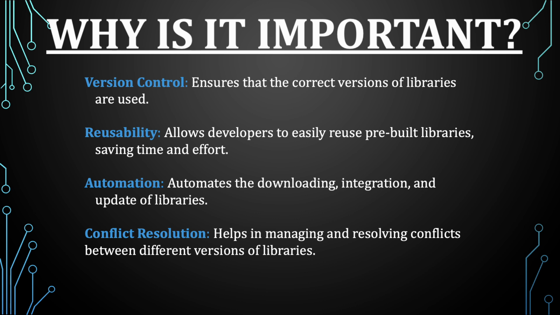And finally, there's automation. Automation reduces the manual effort required to add, update, and manage libraries. Tools like NPM, pip, Maven, and Composer automate tasks like downloading libraries, integrating them into your project, and handling updates. This minimizes human error and speeds up the development process.